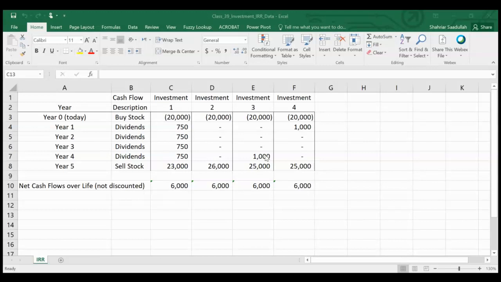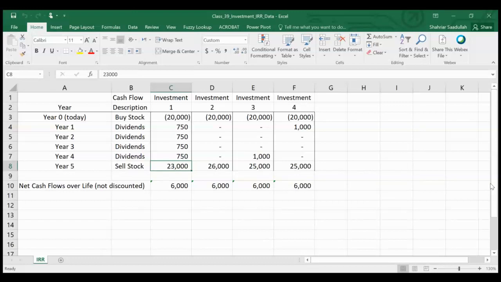And then you see in the fifth year we are going to sell the stock. So in the fifth year, as you see, we sell the stock. We can sell it for the first investment. We sell it for 23,000, second one 26, third one 25, and fourth one 25. Now these are all predictions, so we don't know what the stock price is going to be at that time, but we are predicting based on data we have.